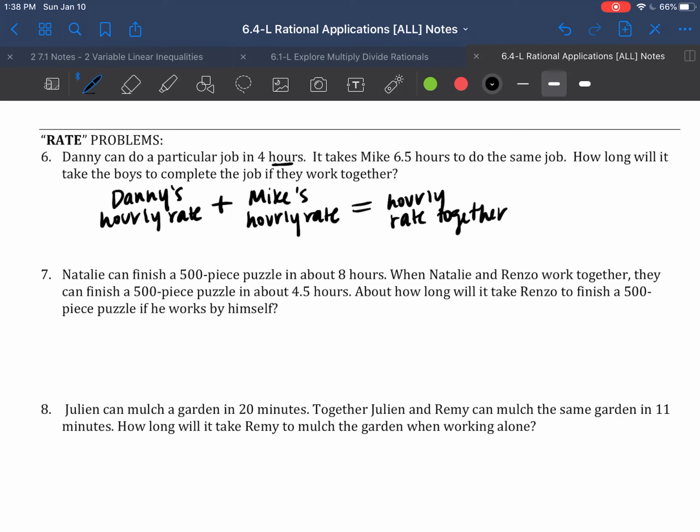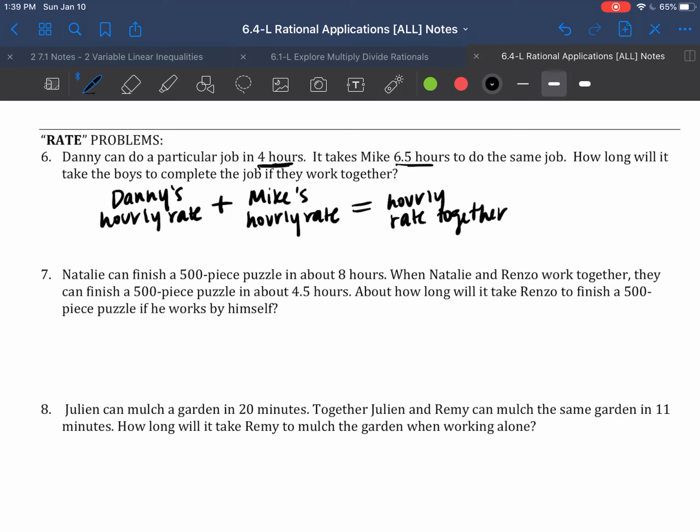Okay, and so you can't just say Danny's time plus Mike's time would equal their time together, because it doesn't make sense for Danny to take 4 hours and Mike to take 6.5 hours. They're going to get the job done faster if they work together. It's not going to take them 10.5 hours to do the job together. And so we can't just add the time plus time to get the total time. We have to add their rates, okay? Their hourly rates, since we're given hours.